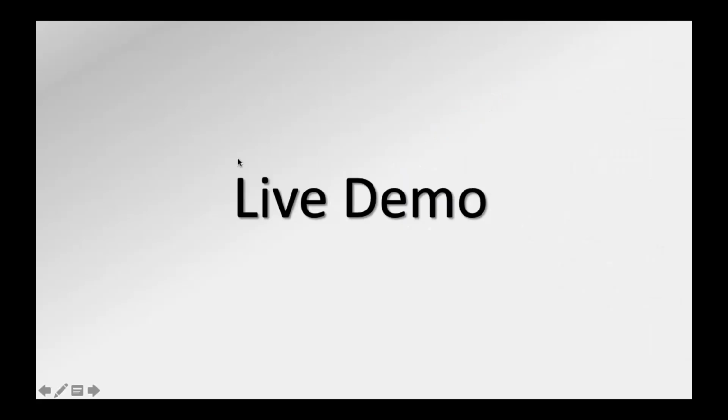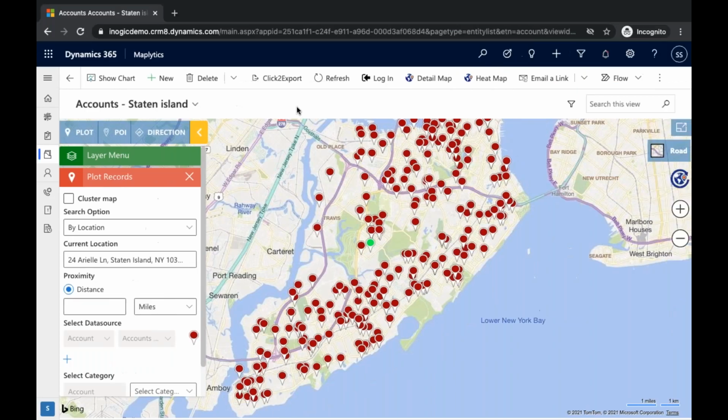So let's start with a live demonstration, and I am here in my demo instance. We'll be starting with the first feature, which is detail map control. Here you can see I have opened one of the views for the accounts, and all of the records from this particular view have been plotted here on the map right on this page. This is because I have added this detail map control to this particular view.